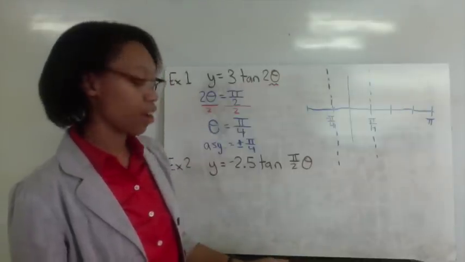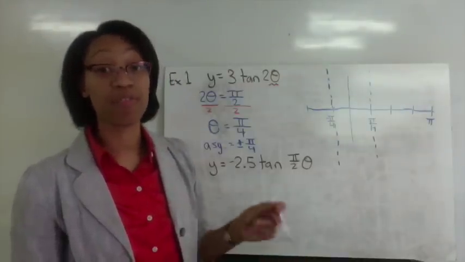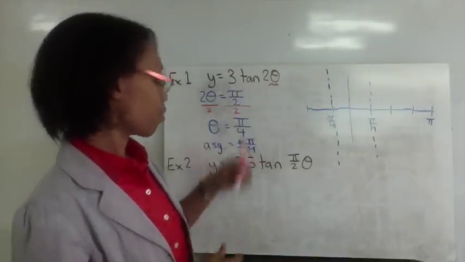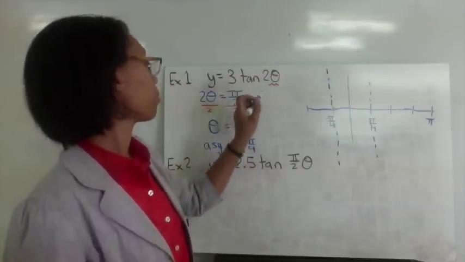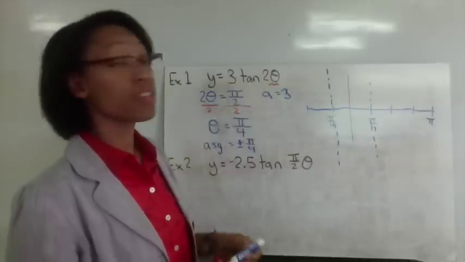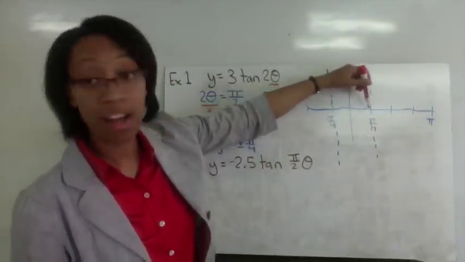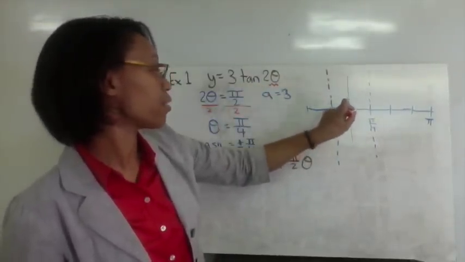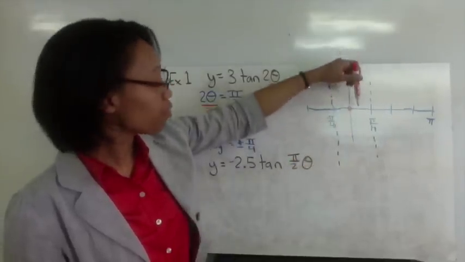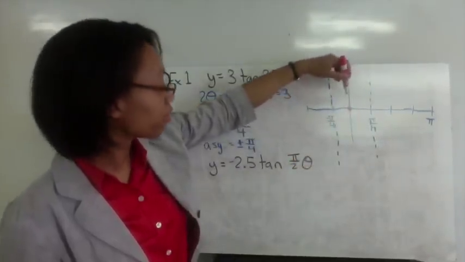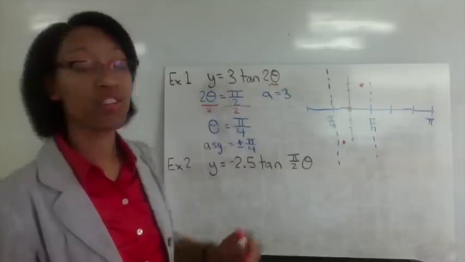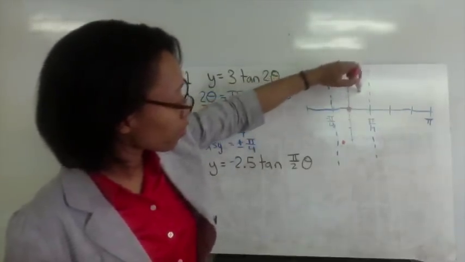Now we're going to use our A value, which is our vertical stretch. So the value of A in this problem is 3. So coming halfway between the 0 and the line here, well, first of all, we're going to have a dot at 0. Okay. Then halfway between here and here, I need to come up to 3, down to negative 3. Now I can draw in my function.